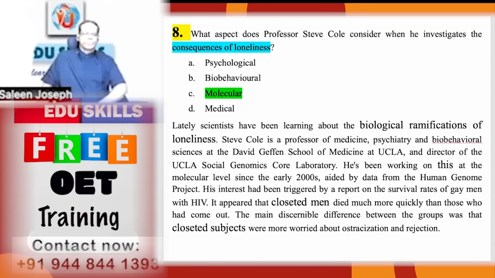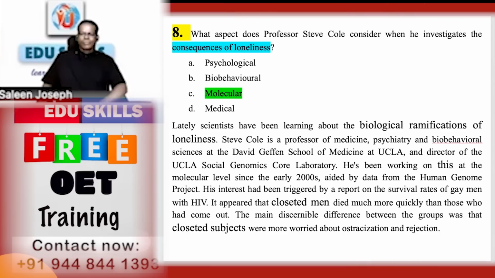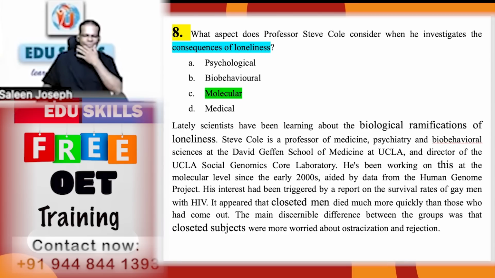Lately, scientists have been learning about the biological ramifications of loneliness. Steve Cole is a professor of medicine, psychiatry and behavioral sciences at the David Geffen School of Medicine at UCLA, and director of the UCLA Social Genomics Core Laboratory. He's been working on this at the molecular level since the early 2000s, aided by data from the Human Genome Project. His interest had been triggered by a report on the survival rates of gay men with HIV. It appeared that closeted men died much more quickly than those who had come out. The main discernible difference between the groups was that closeted subjects were more worried about ostracization and rejection.